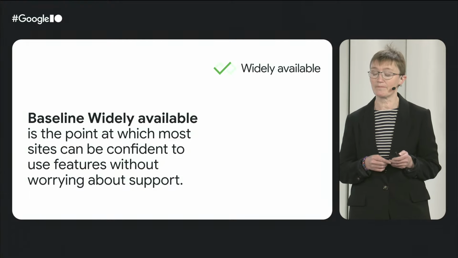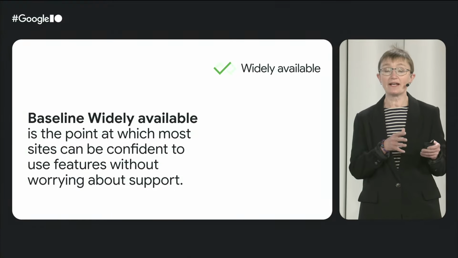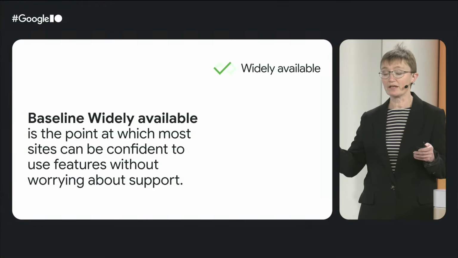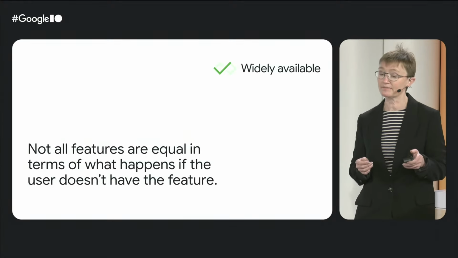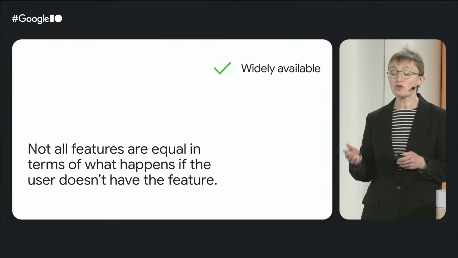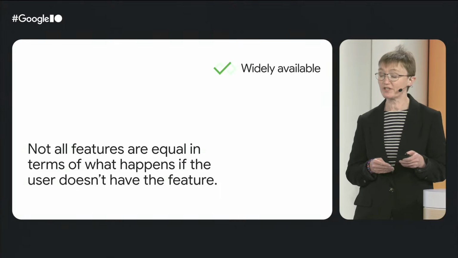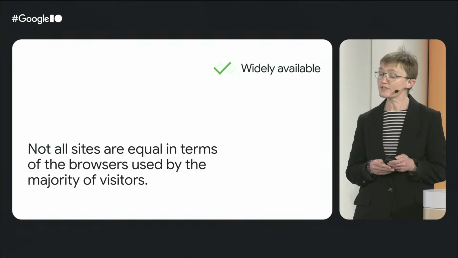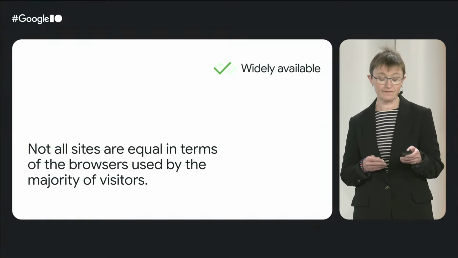The thing is that between baseline newly available and baseline widely available, there's actually plenty of chance to adopt features earlier. Because not all features are equal in terms of what happens if the user doesn't have the feature. And not all sites are equal in terms of the browsers used by the majority of the visitors.